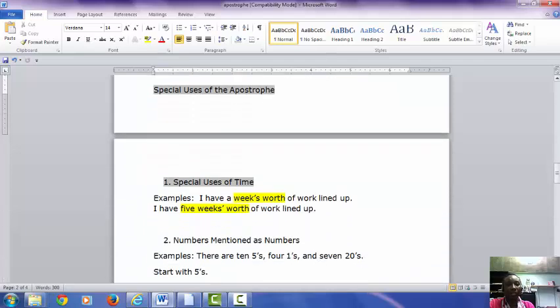Special uses of the apostrophe. We saw this earlier, but with time, we can actually show possession. So we can say, I have a week's worth of work lined up. The worth belongs to the week, so we show possession. Or I have 5 weeks' worth of work lined up. Again, the work belongs to the weeks, and the weeks here would be plural. Okay?